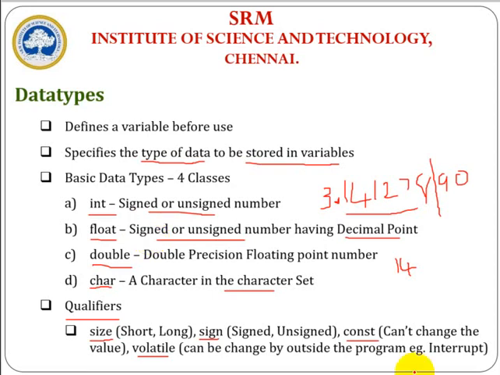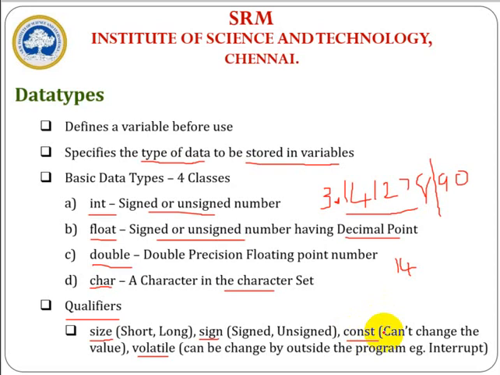Okay. And the next qualifier is the constant. Constant is a keyword. When I write const int a equal to 10, that 10 will not be changed in your program. It will always be kept as a constant. We will not be able to change that value. That is nothing but the constant qualifier.